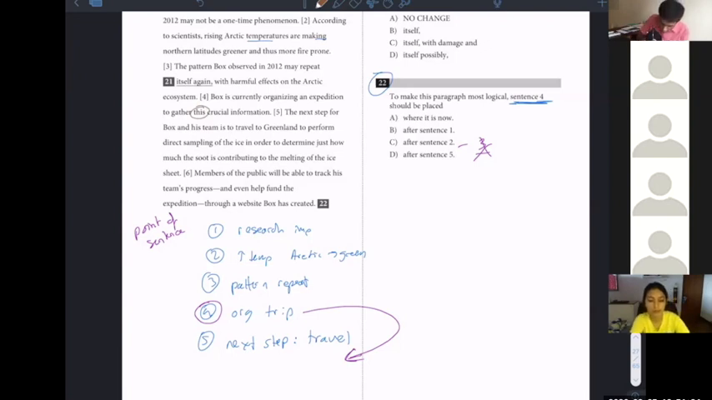So where has the information that they're gathering been introduced? It is over here. Direct sampling of the ice in order to determine just how much soot is contributing to the melting of sheets. Or actually, the information is determine how much soot is contributing to the melting of the ice. Okay, so this is referring to this sentence here. Therefore, 4 has to go after sentence 5.